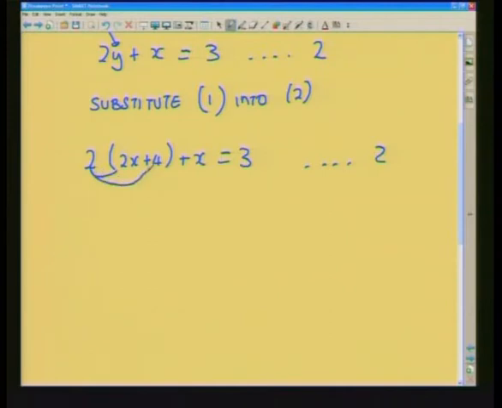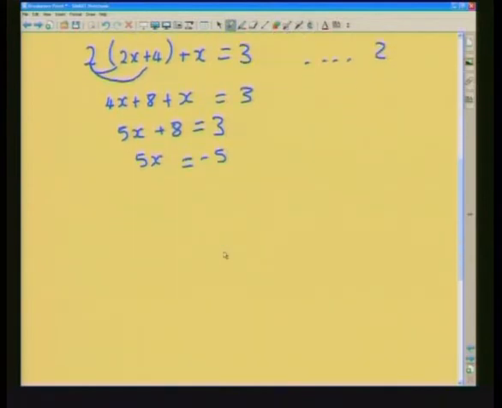We can then multiply out and solve for one of the variables. First we made y the subject, so we're going to solve for x. Multiplying the 2 into the brackets, we get 4x plus 8, plus the x on the outside, is equal to 3. Adding like terms, you get 5x plus 8 is equal to 3. Taking the 8 over to the right-hand side, you get 5x is equal to minus 5. Dividing both sides by 5, x will take on the value of minus 1.